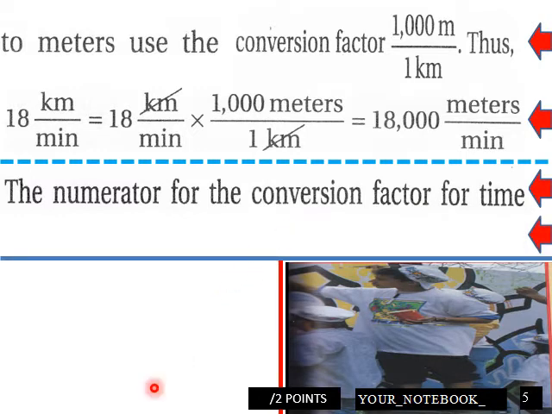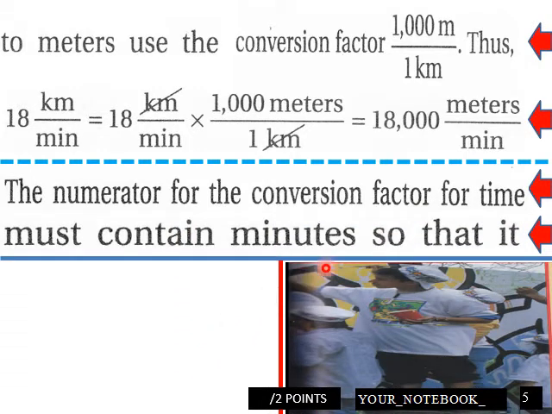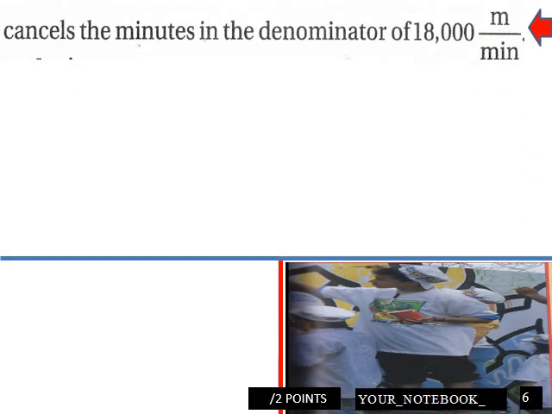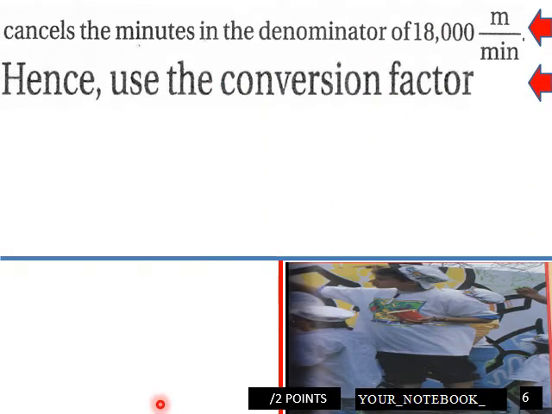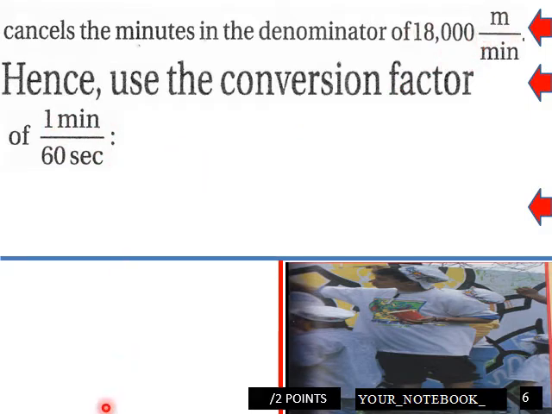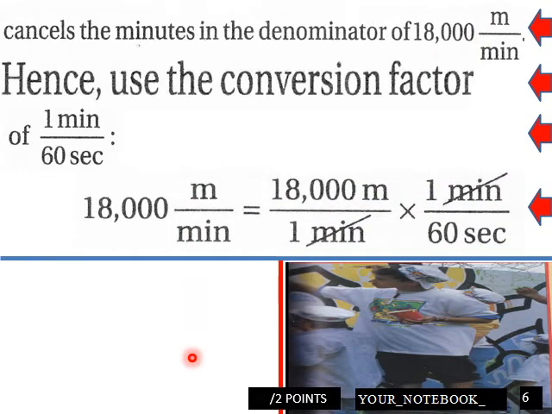The numerator for the conversion factor for time must contain minutes, so this needs to be converted into minutes. Hence, use this conversion factor here, 1 minute to 60 seconds. We need to apply that to 18,000 meters per minute. So we take this and we multiply it by this here, 1 minute for 60 seconds.